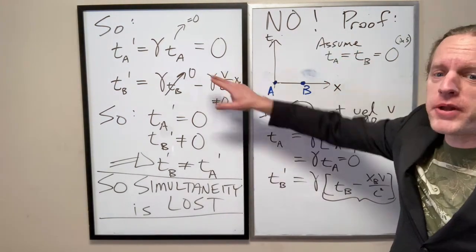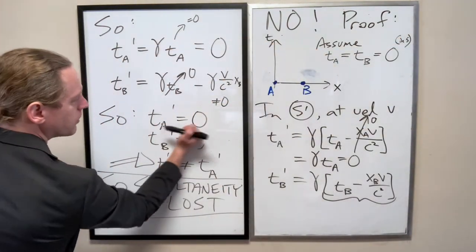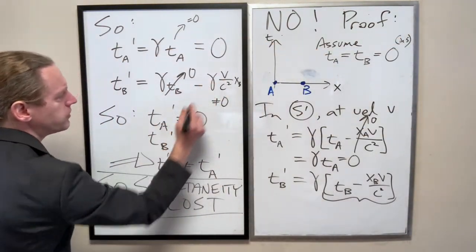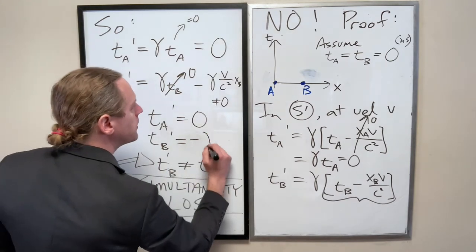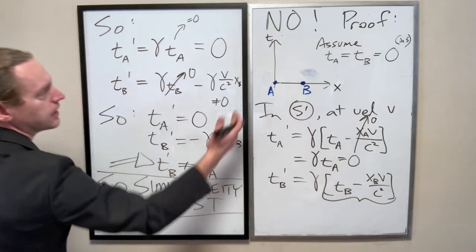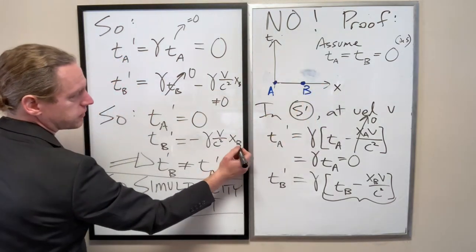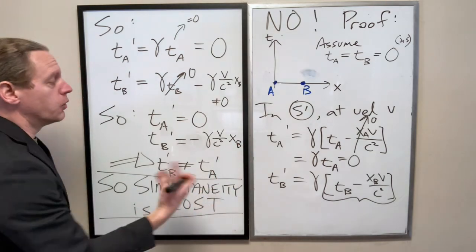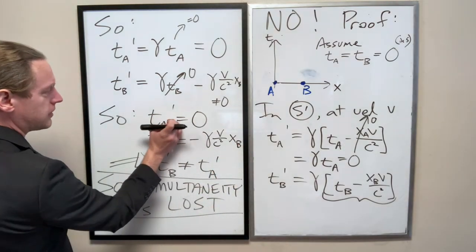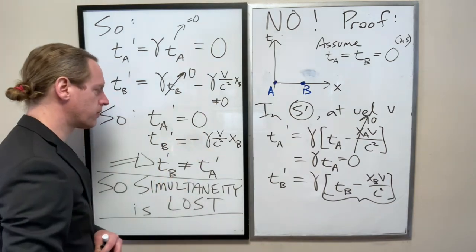And specifically, if we look a little bit more closely, we can get a little bit further with this, and we see that TB is minus gamma V over C squared XB. And then again over here, let's see. XB we had drawn originally as positive, so basically we see that one of these times will be zero, and the other time actually will be in fact negative.